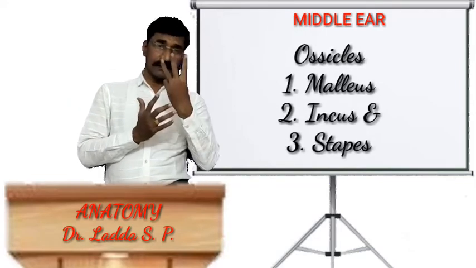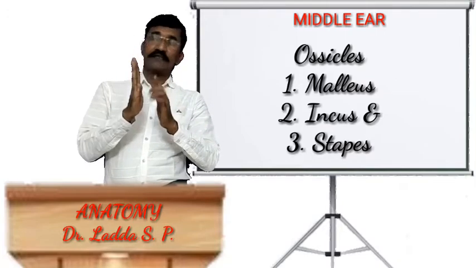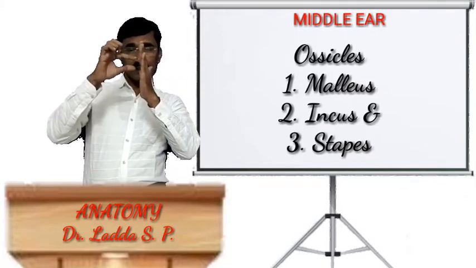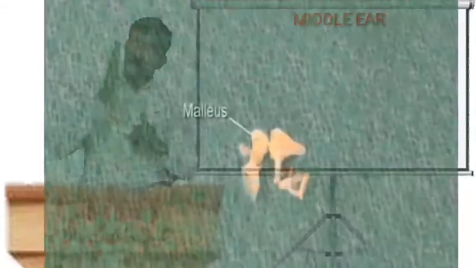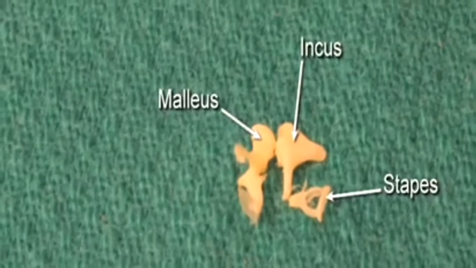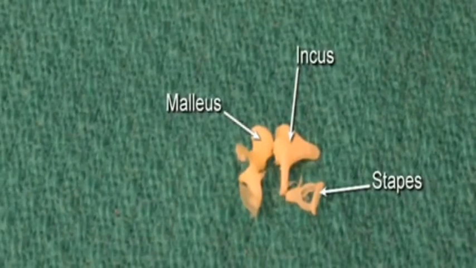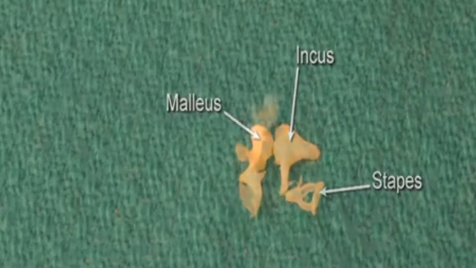The middle ear consists of three ossicles. From lateral to medial, they are malleus, incus and stapes. Malleus is towards the tympanic membrane, or you can say the lateral wall, whereas stapes is towards the medial wall. And in between these two, there is an ossicle, that is incus.